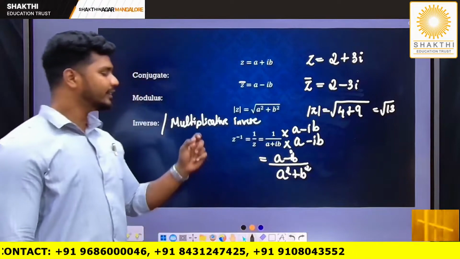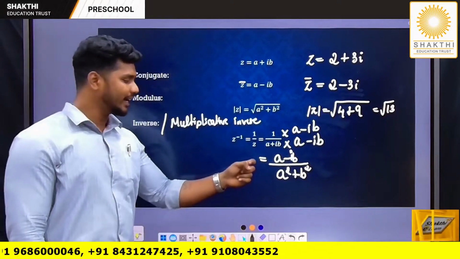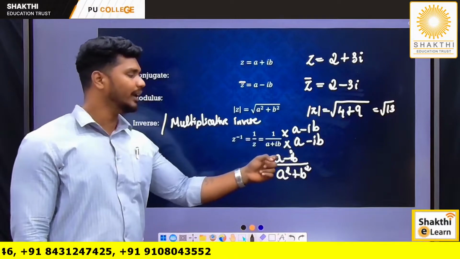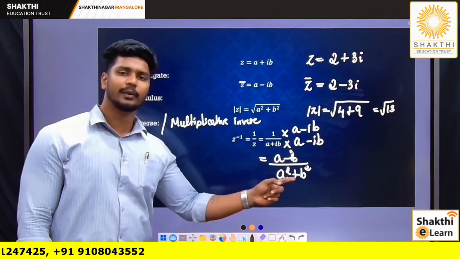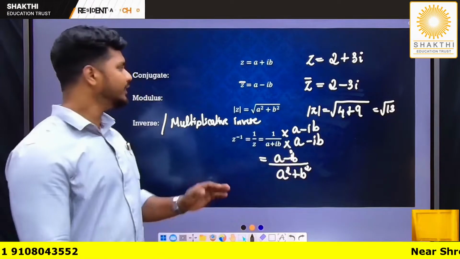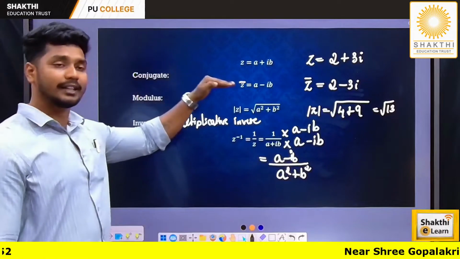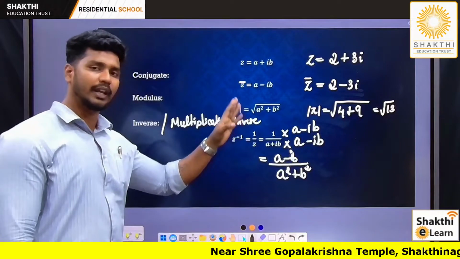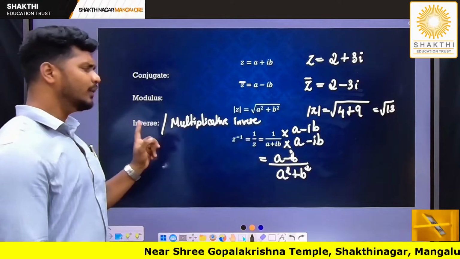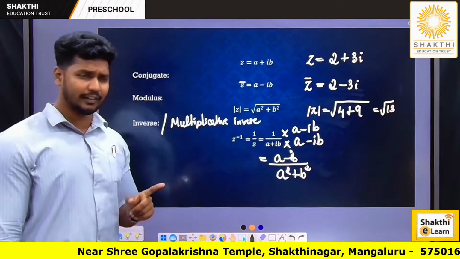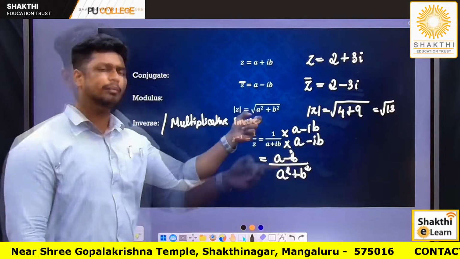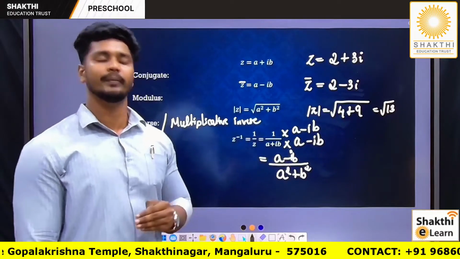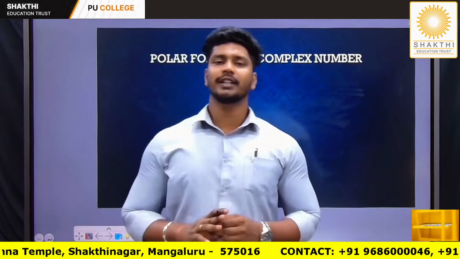I can write the z inverse with the formula if I need. I can write it as z inverse is equal to a minus ib divided by a square plus b square. The three things, once again: conjugate is written as z bar. Modulus, we have mod z is equal to under the root a square plus b square. Then the multiplicative inverse of z, we denote it as z inverse, given by 1 divided by a plus ib. That is about the first part of the lesson of complex number.